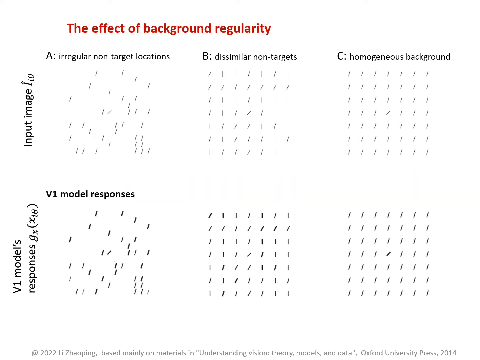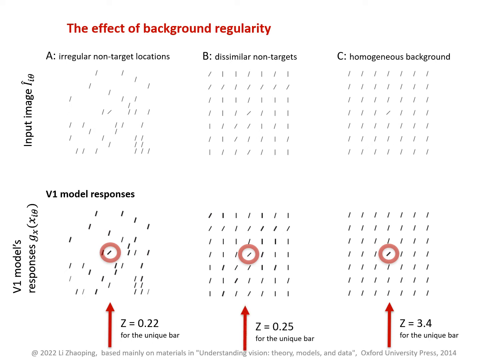Our V1 model responds like this to these images. The responses to the unique bars are inside a circle. Here, this response is higher than all the background responses, and all the background responses are very similar to each other. This makes the z-score for the unique bar quite high, 3.4. Here, some background responses are higher than the response to the unique bar, and the responses to the background bars are more heterogeneous, so the z-score for the unique bar is quite low. Similarly here.